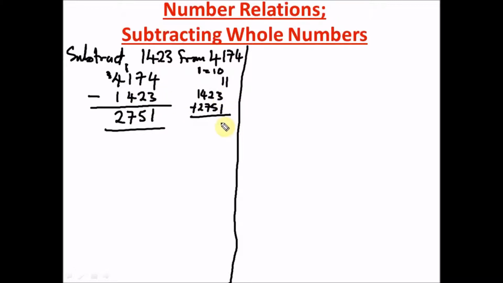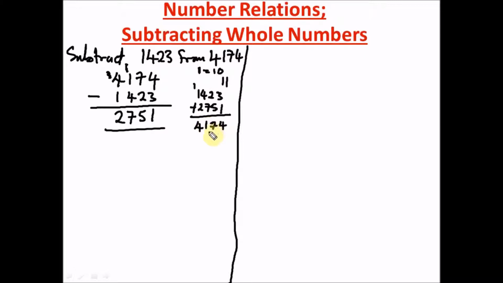So we have 3 plus 1 will give us a 4, and 2 plus 5 will give us a 7, and what is 4 plus 7? That will give us 11. So we have 1 here, carry 1. 1 plus this 1 will give us a 2, and 2 plus 2 will give us a 4.